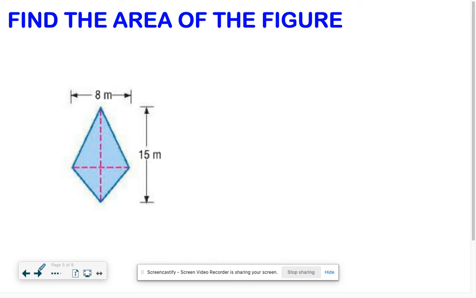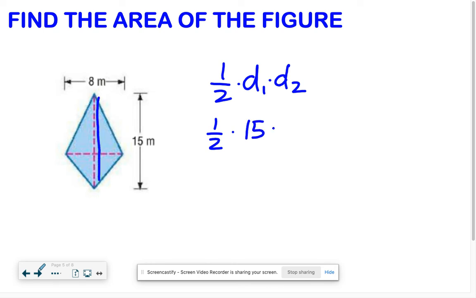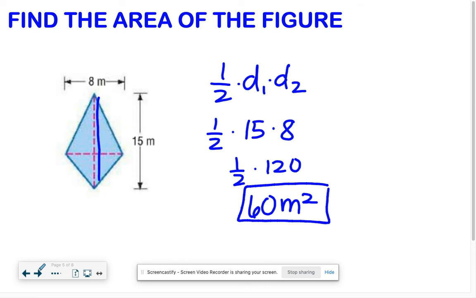This would be a kite. So again, your formula, half times your diagonals multiplied together. And they're just giving it to you, folks. One diagonal is 15. Your other diagonal is 8. 8 times 15 is 120. Half of 120 is 60 meters squared. Again, pretty straightforward. Just plug into a formula.